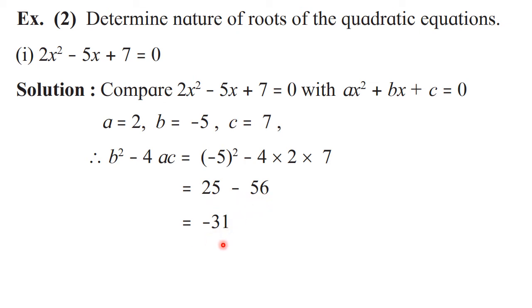Therefore, here the sign of the answer is negative. The value of the discriminant b square minus 4ac, that is delta, is minus 31. Now just recall our three possibilities. If it is positive, then the roots are real and unequal. If it is 0, then the roots are real and equal. But if it is negative, then the equation has no real roots.